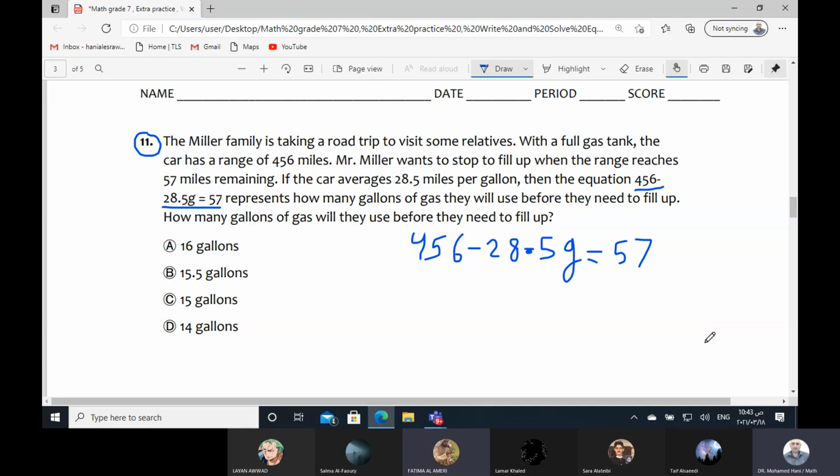It will be 14 gallons. Let's start, 14 gallons. Lamar said 14, Fatima said 14. Fatima and Lamar, 14. Okay, who has a different answer? Ayan said 14, thank you. Who has a different answer? Also me, 14. Right, said 14, thank you. Who has a different answer?